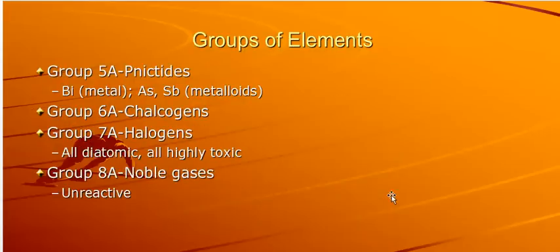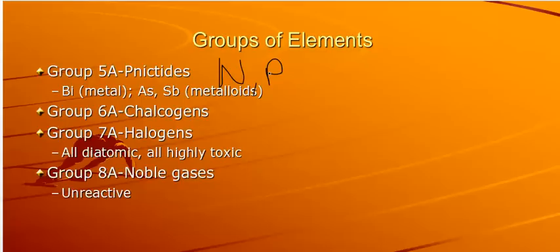Group 5A are called the pnictides. This starts with nitrogen, so you got nitrogen, phosphorus, and so forth in the pnictide group. Group 6A is the chalcogens. That starts with oxygen, sulfur, selenium. Group 7A, halogens. You've probably heard that terminology before, halogens.